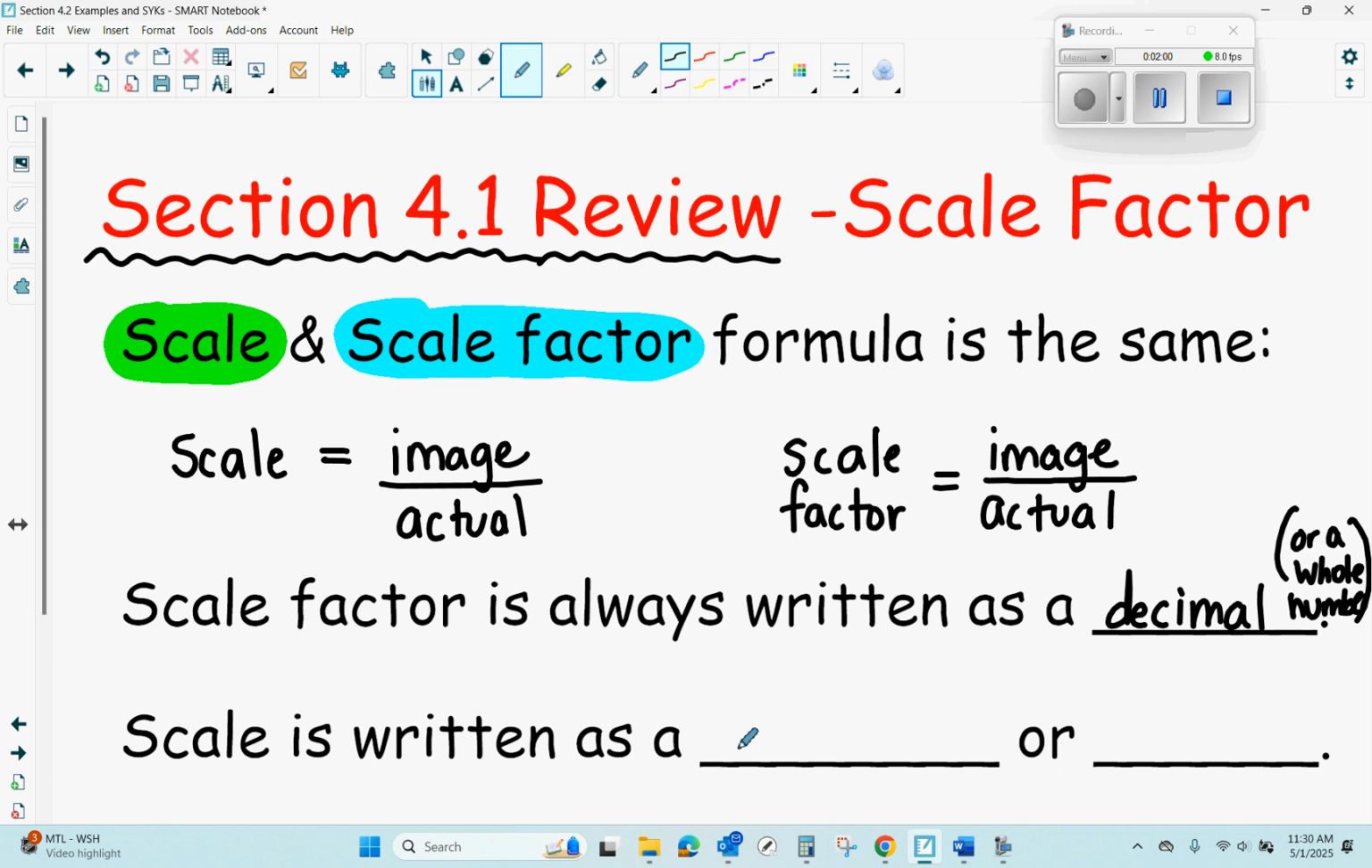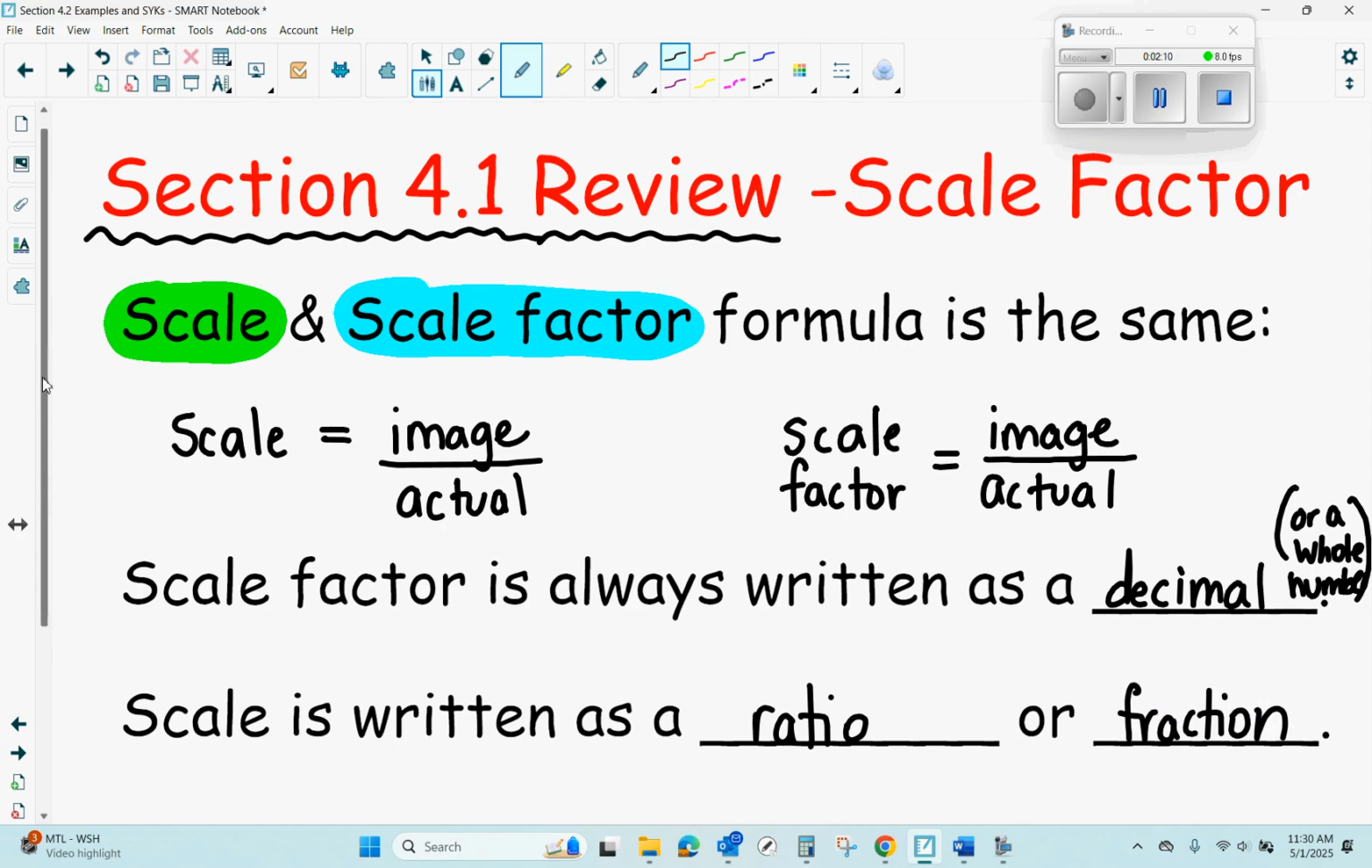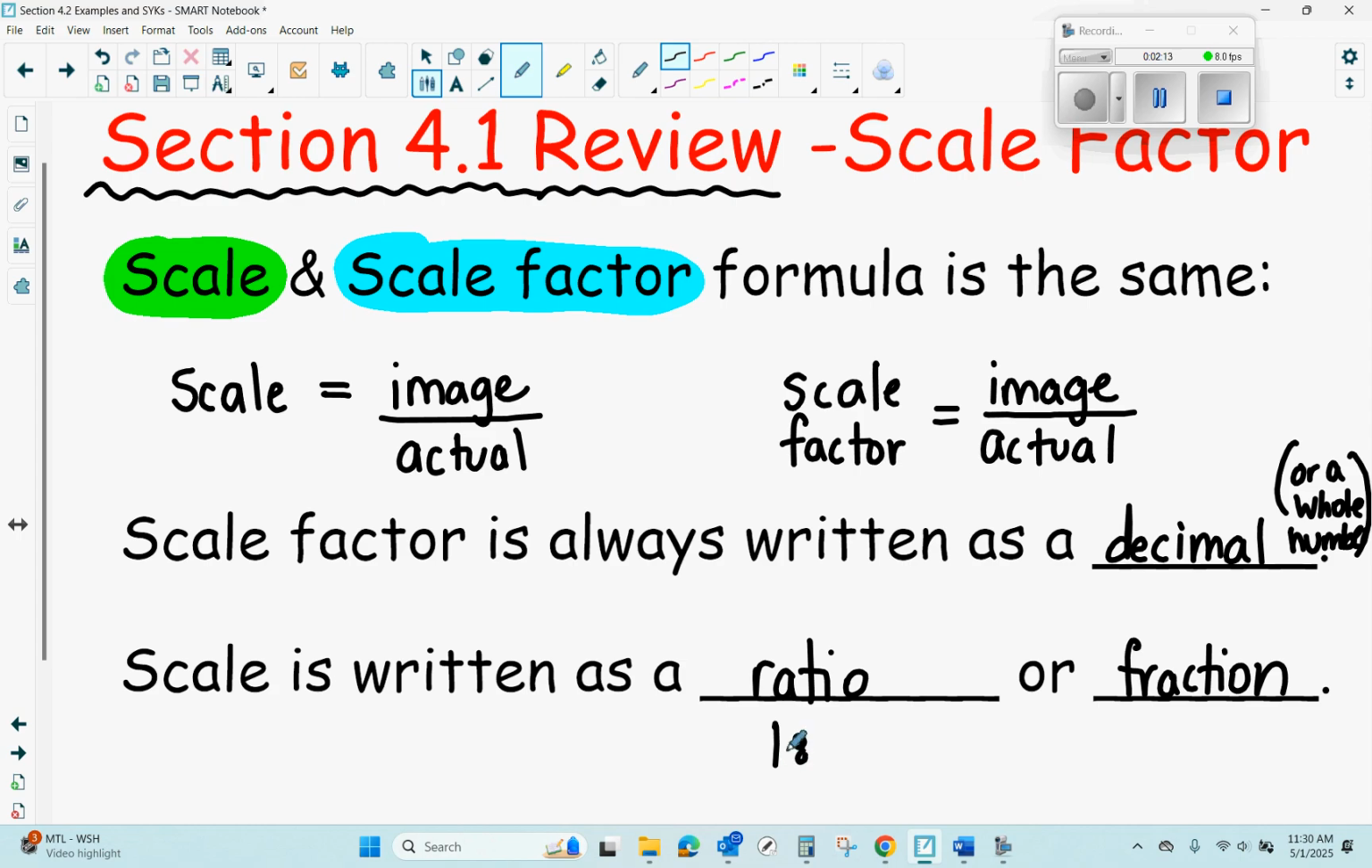But scale is always written as a ratio or a fraction. And scales are often written as a ratio of 1 to something. So you might have a scale of 1 to 100 on a map. Maybe 1 centimeter on the map is equal to 100 kilometers in real life. So that might be your scale. And you can also write a scale as a fraction.